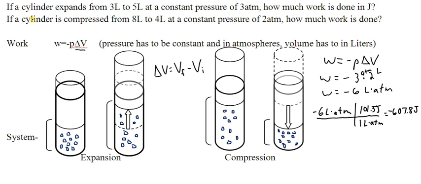Now the other question that we have was: if a cylinder is compressed from 8 liters to 4 liters at a constant pressure of 2 atmospheres, how much work is done? Remember that this sign is important because right now that negative sign indicates that the system is doing the work.